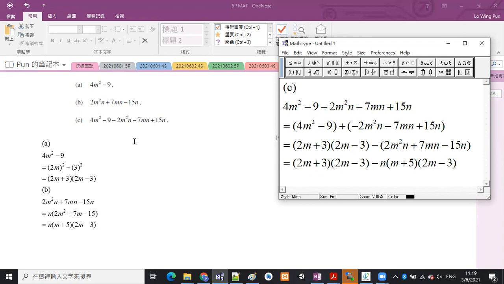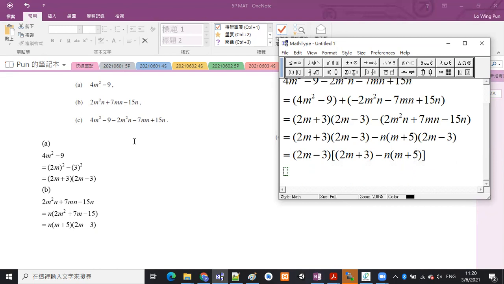No. Okay, when you see two big terms doing subtraction, then you should check for the common factor. Okay, what is the common factor here? 2m minus 3. Okay, so take out the common factor, and then open a bracket, and then write down the remaining factor with the small bracket protecting it first. And then for the second group, there is an n times m plus 5 here. And then we will remove the small bracket.